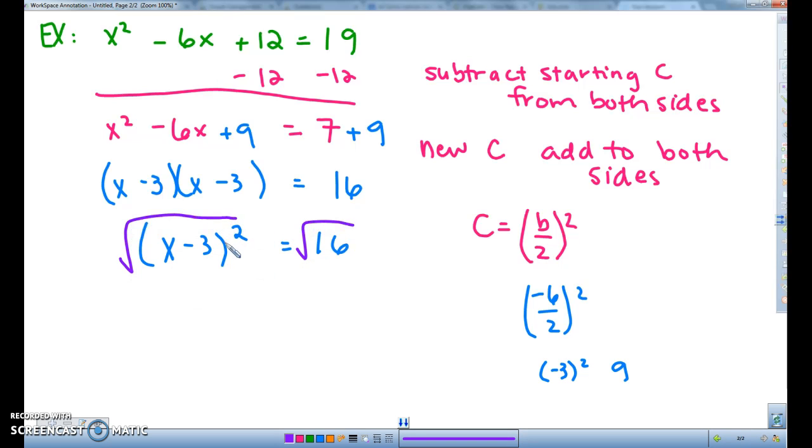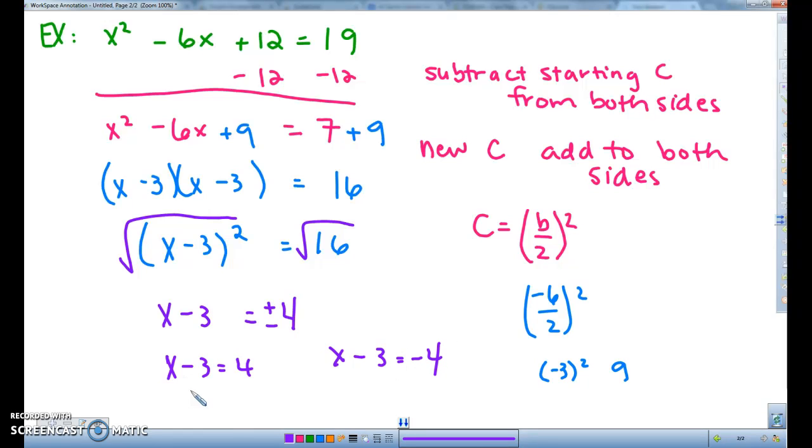The square root of something squared is just what's in the parentheses, so x minus 3. And the square root of 16 we know to be 4. And it's not just 4, it could be plus or minus 4, right? Because we saw when we squared a negative, it gave us a positive. So if I took negative 4 squared, it would give me 16, but also positive 4 squared would give me 16. So now I have a positive and negative, so I can set x minus 3 equal to the positive 4 and to the negative 4.